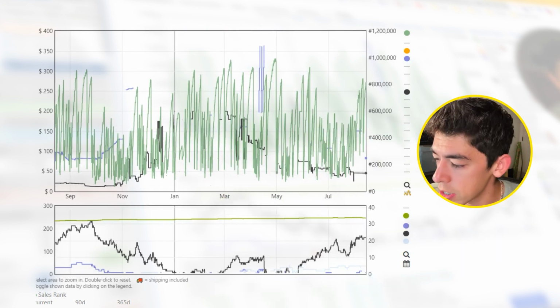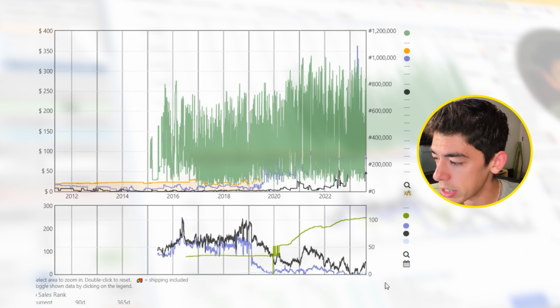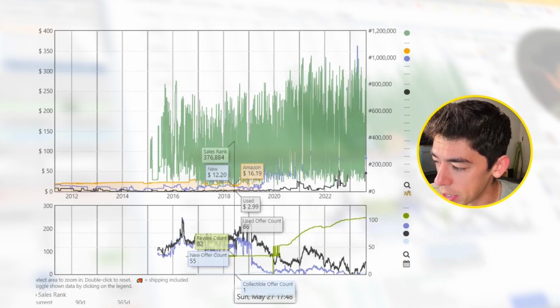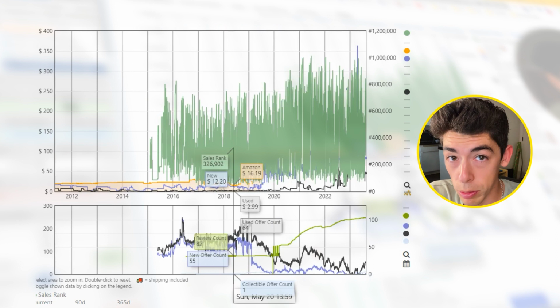Now it's about $46. And I would bet you that over time, the used offer count is going to get right back up here to 60 to 70, and then it's going to be worth probably around $2 again.